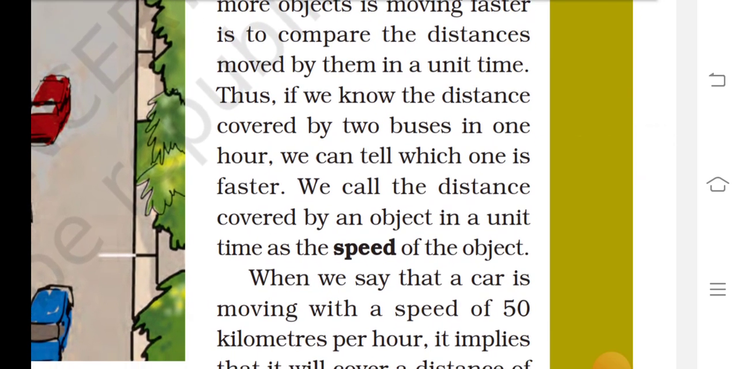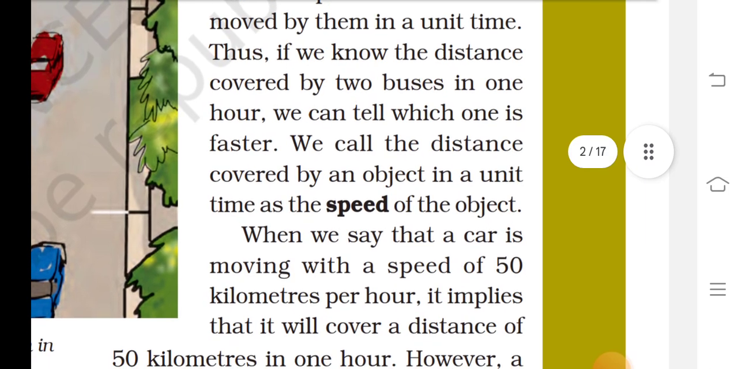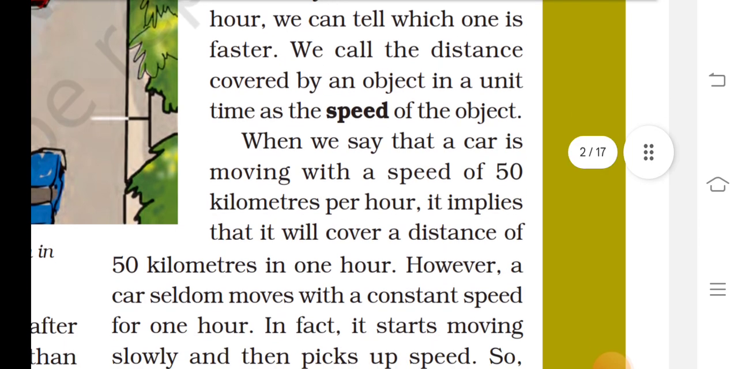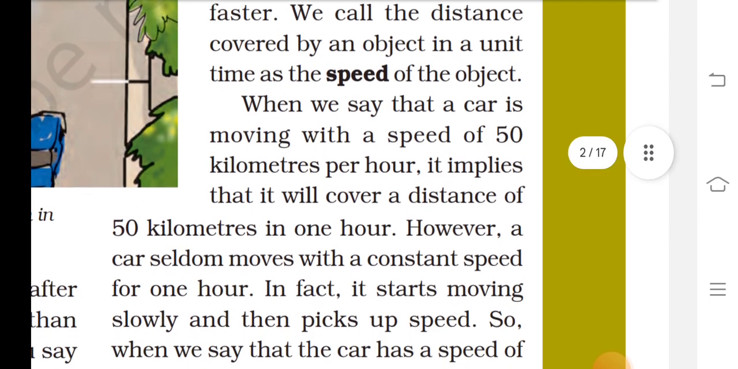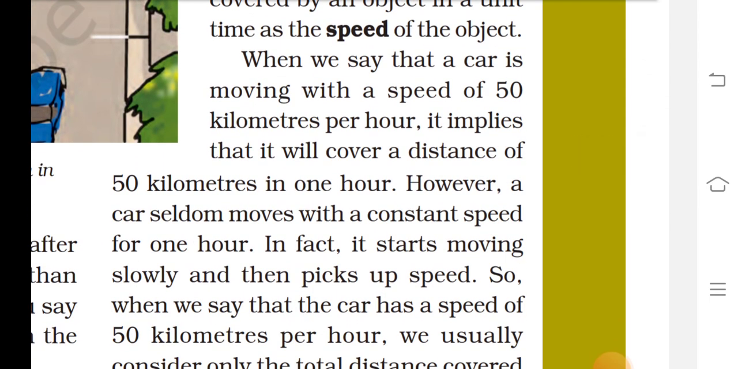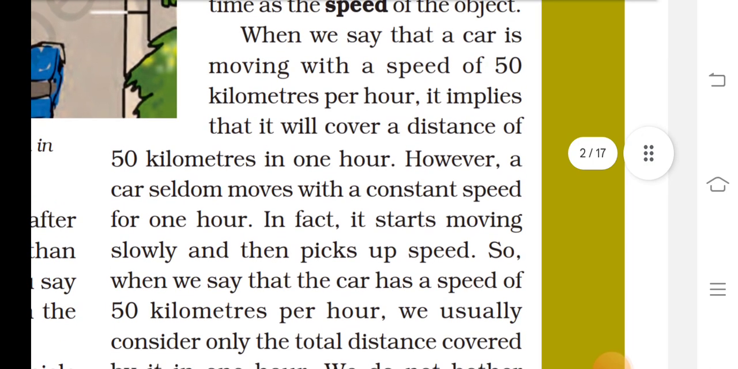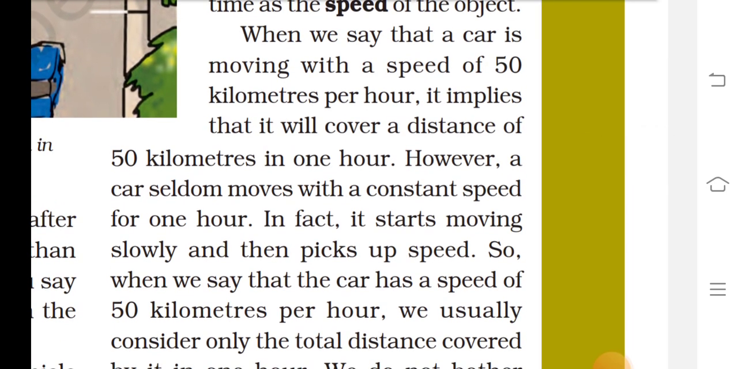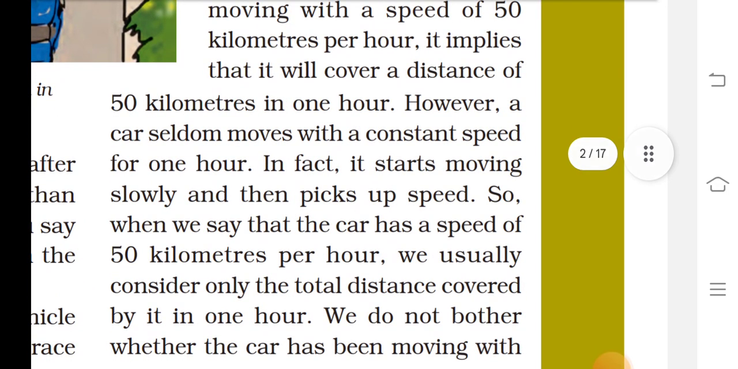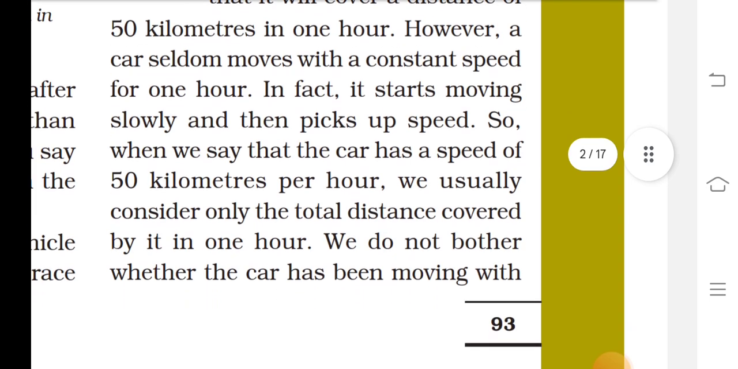The most convenient way to find out which of the two or more objects is moving faster is to compare the distance moved by them in a unit time. Thus, if you know the distance covered by two buses in 1 hour, we can tell which one is faster. We call the distance covered by an object in a unit time as the speed of the object. When we say that a car is moving with a speed of 50 kilometers per hour, it implies that it will cover a distance of 50 kilometers in 1 hour.